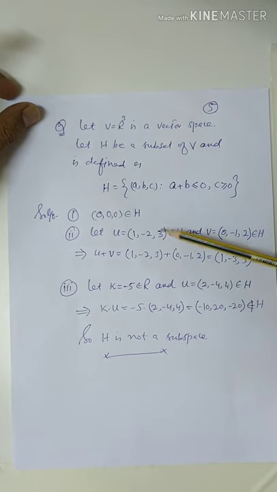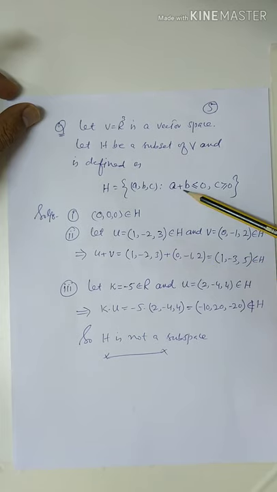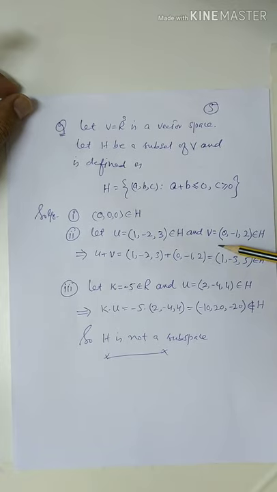How does it satisfy this condition? What is A? A is 1. What is B? B is minus 2. So 1 minus 2 will be minus 1, and minus 1 is less than 0. So it means this is fine. And C is greater than or equal to 0. So you can see 3, and 3 is greater than or equal to 0. It is fine. And similarly, we took V as (0, -1, 2).